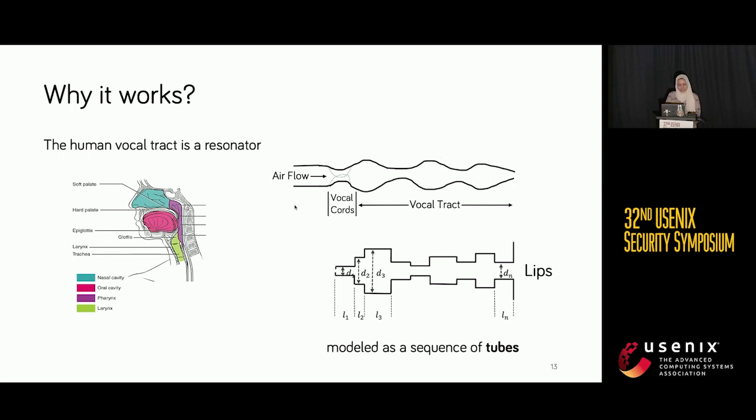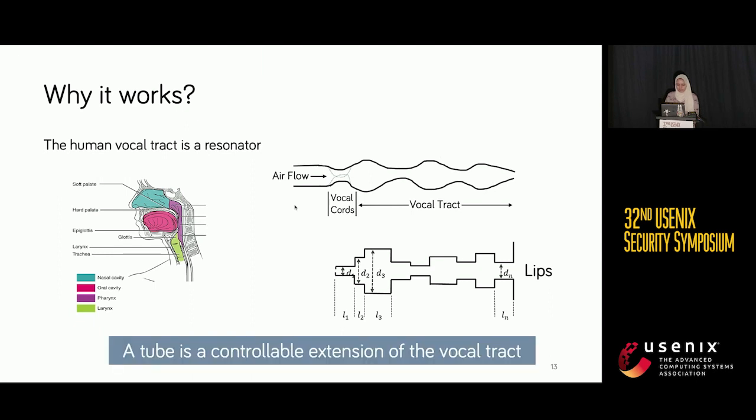In theory, for decades, the vocal tract has been modeled by people who study acoustics as a sequence of tubes. So in Mystique, the tube we are using can be considered a controllable extension of the vocal tract, as if it's an external throat that you can design and optimize to match another person's voice.